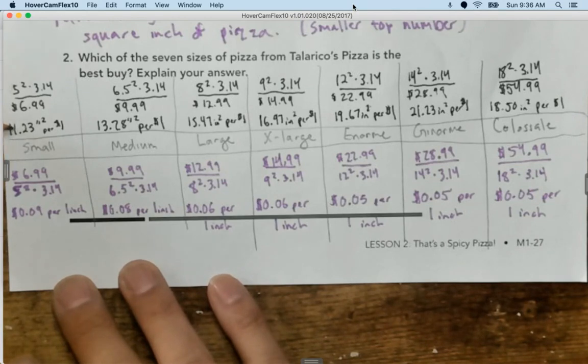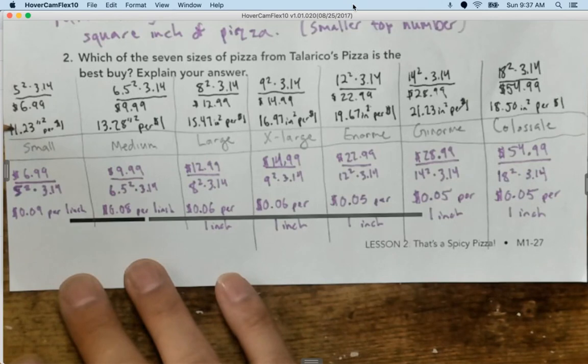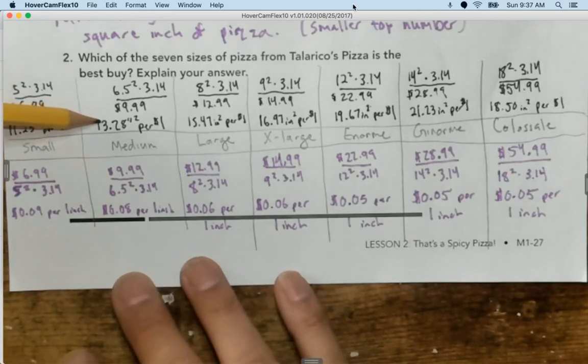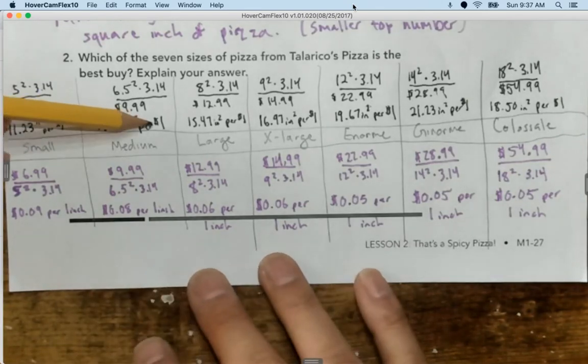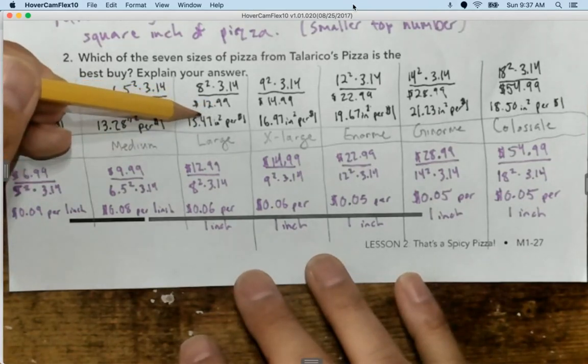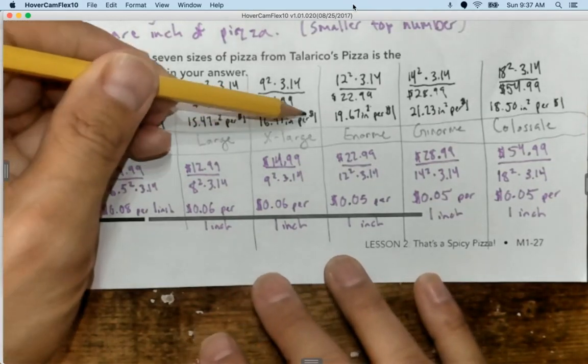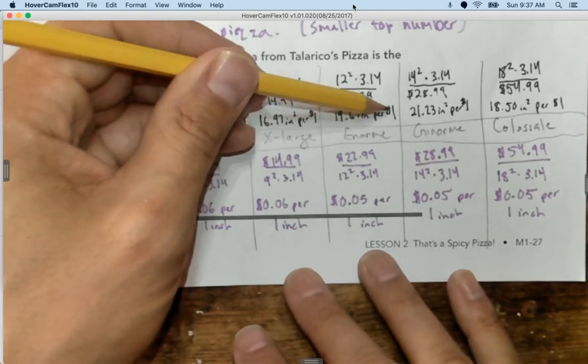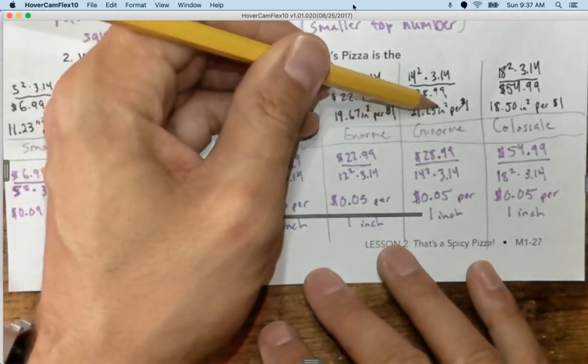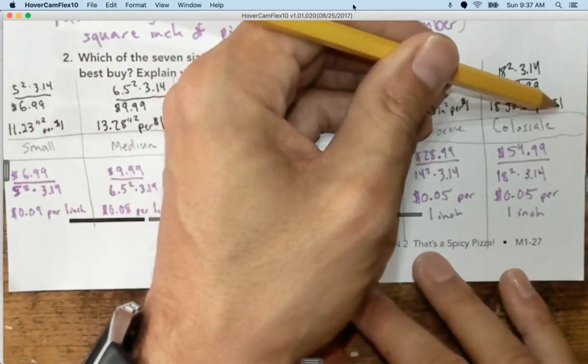Okay. Again, with Lena, the more pizza I get per dollar, the better buy. And so if I go across here, I see this many square inches of pizza per dollar for each of the sizes.